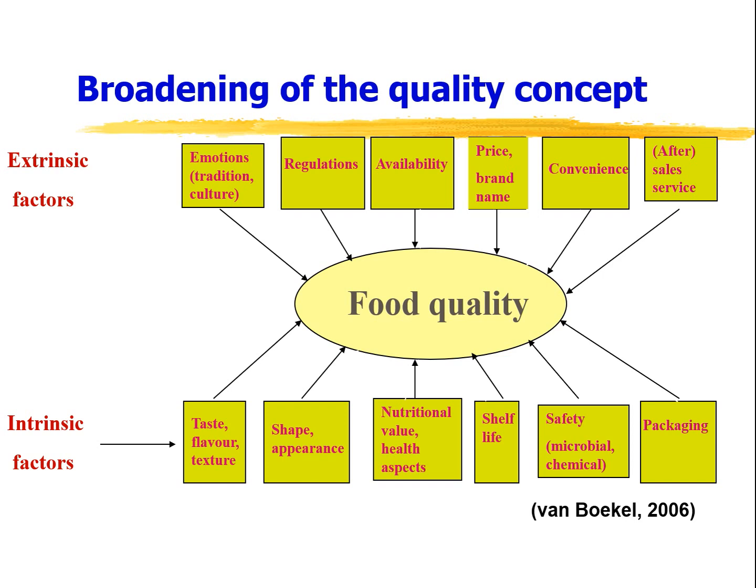The second factor is intrinsic factors. These include those parameters which are inside the food, just like taste, flavor, texture, shape and appearance, nutritional value, health aspects, shelf life, safety, microbial, chemical, and packaging. So these all come under the umbrella of intrinsic factors. There are three different aspects: flavor, taste, aroma. So actually flavor is the combination of taste and aroma.